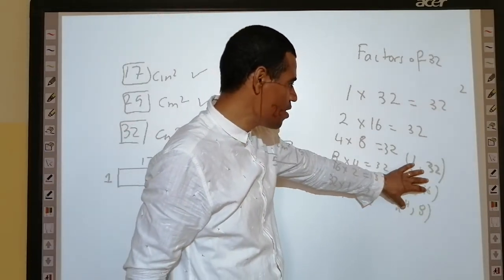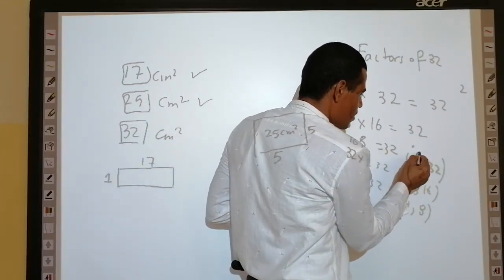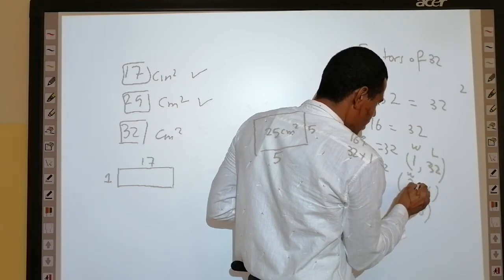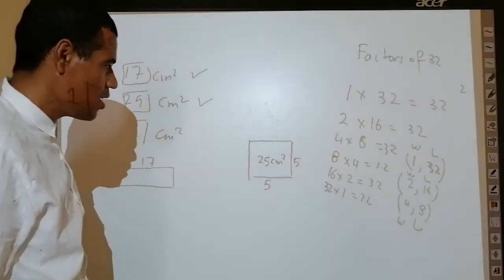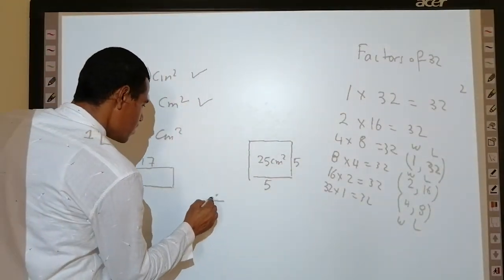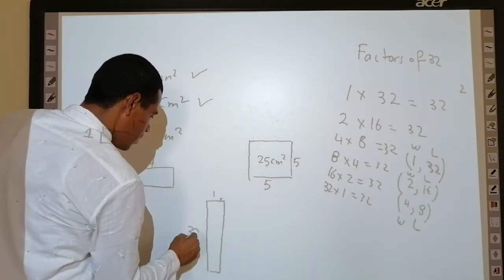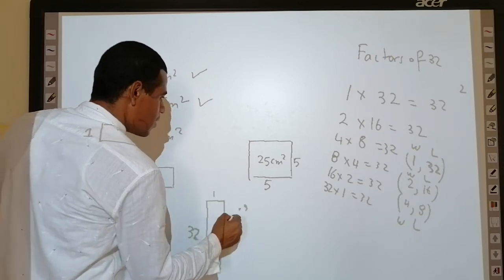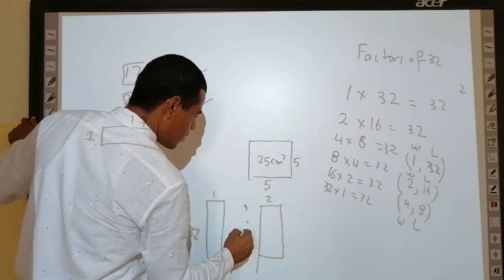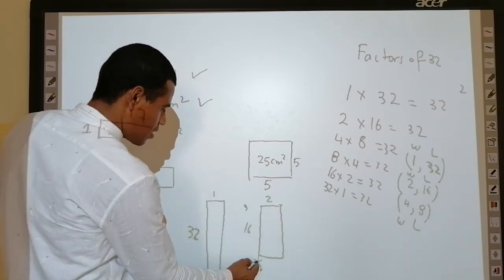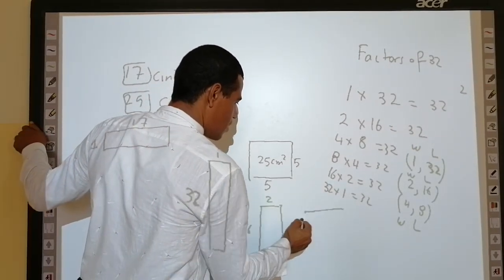We have 6 factors. I will use these as width and length. This is width and this is length. Then I can construct at least 3 rectangles. Look, this is 1 and this is 32. The next one, we have 2 and this is 16. The last one, 4, my learners, and this is 8.